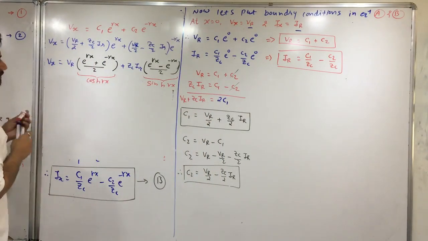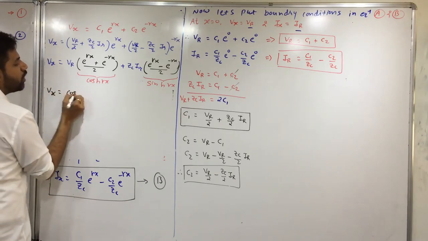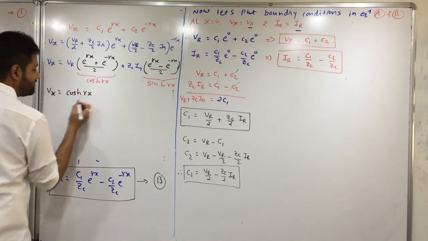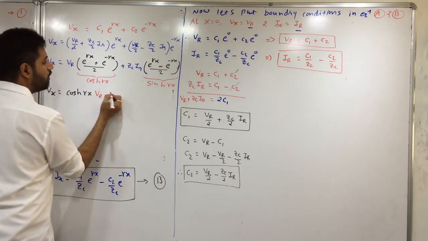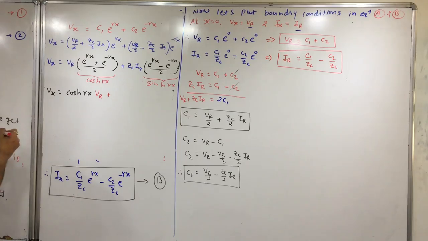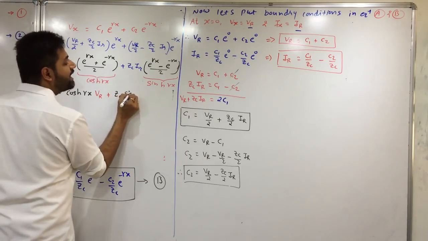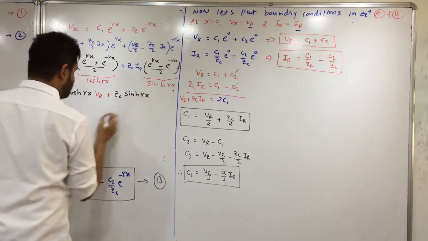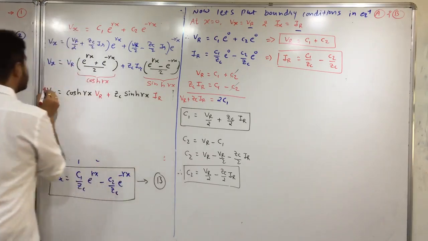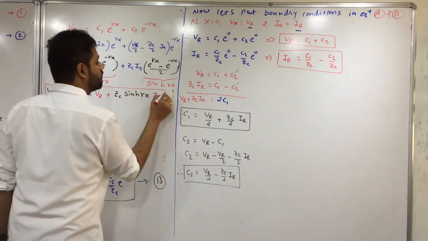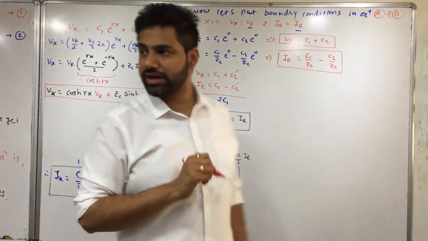So I can write down my equation of Vx, which is equal to cosine of hyperbolic gamma x into Vr plus Zc into sine hyperbolic gamma x into IR. So this becomes my first equation. Did you understand or not? Fine, any doubts?